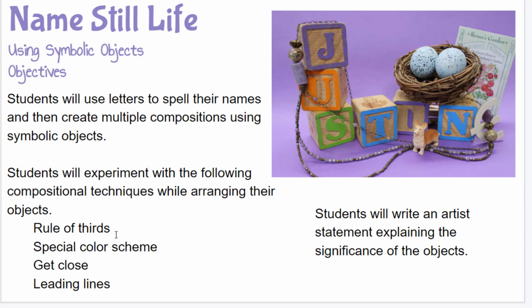So what you should do is find your favorite image and then put it into a Google document and then write your artist statement explaining a little bit about some of the objects that you used. You don't have to explain every single object if you don't want to, just the most important ones. And then also say which one or two of these that you used stands out the most. Rule of thirds, special color scheme, get close, or leading lines.